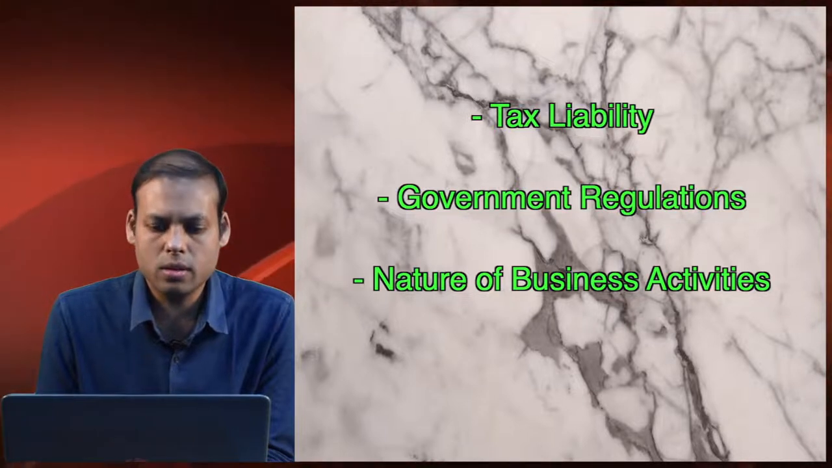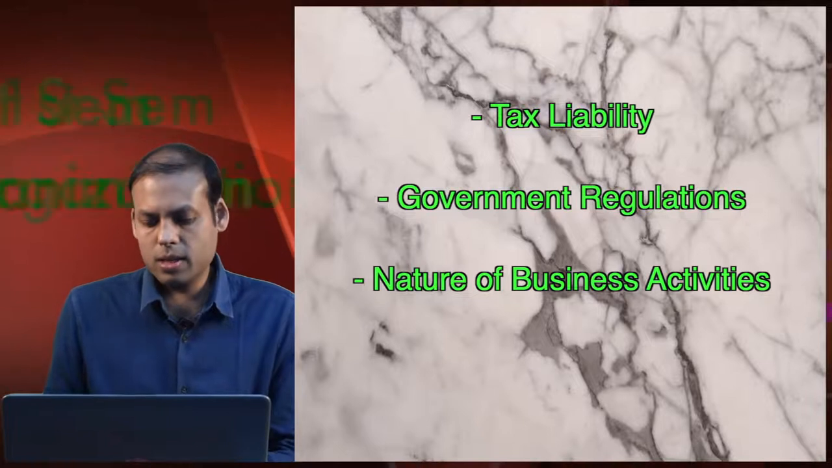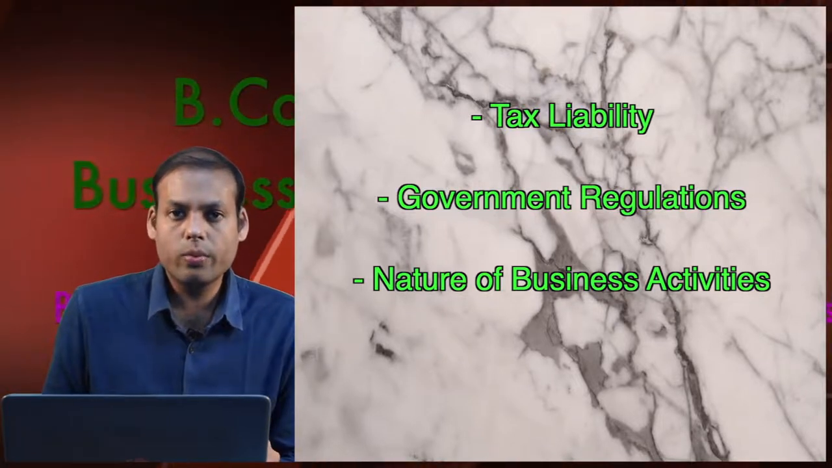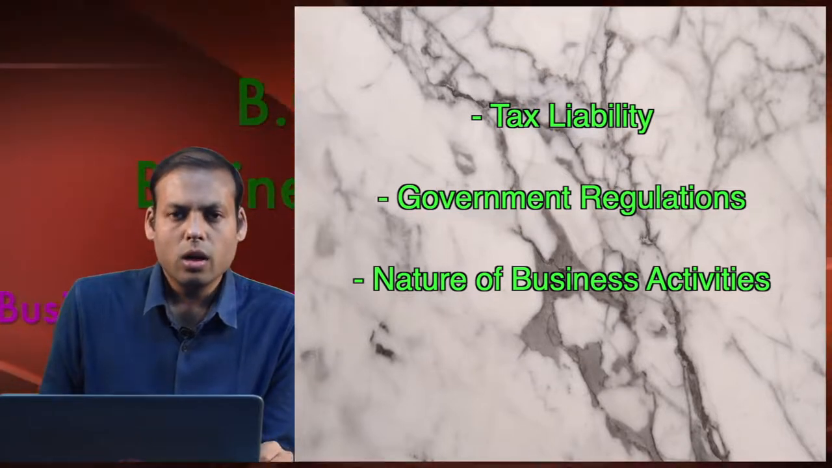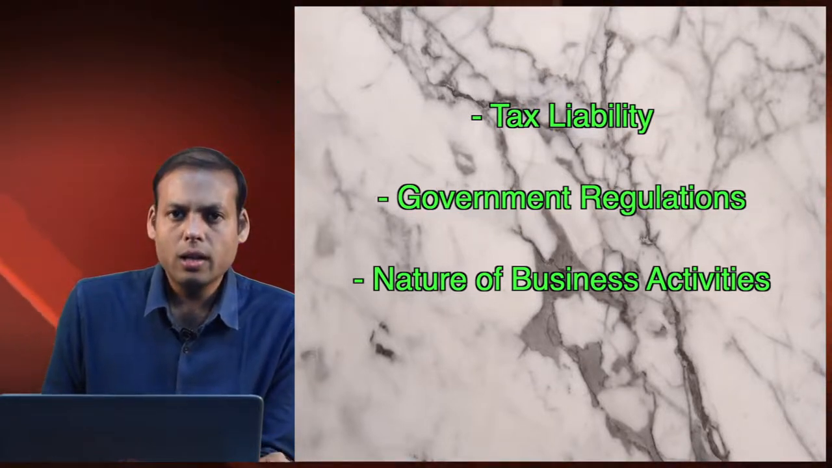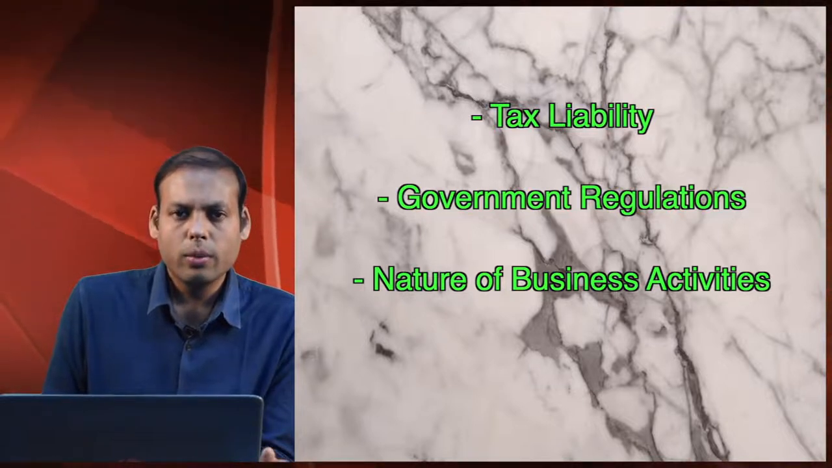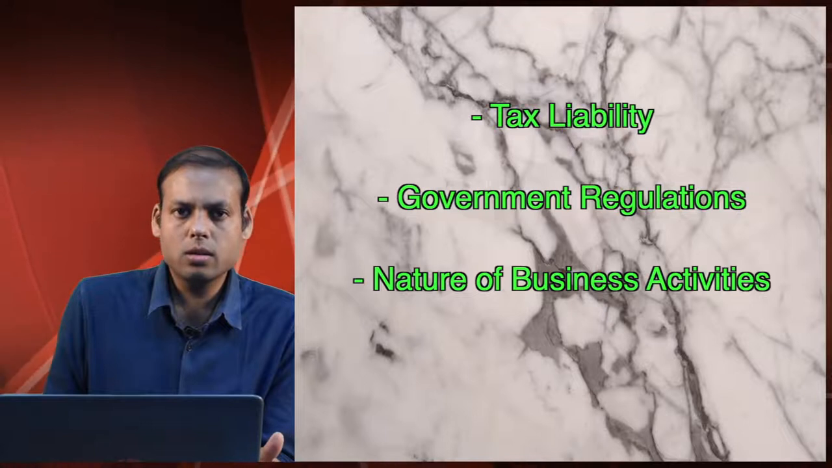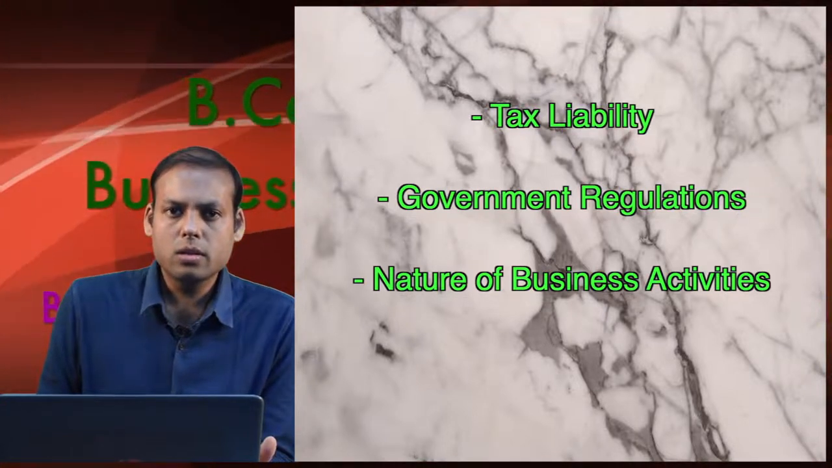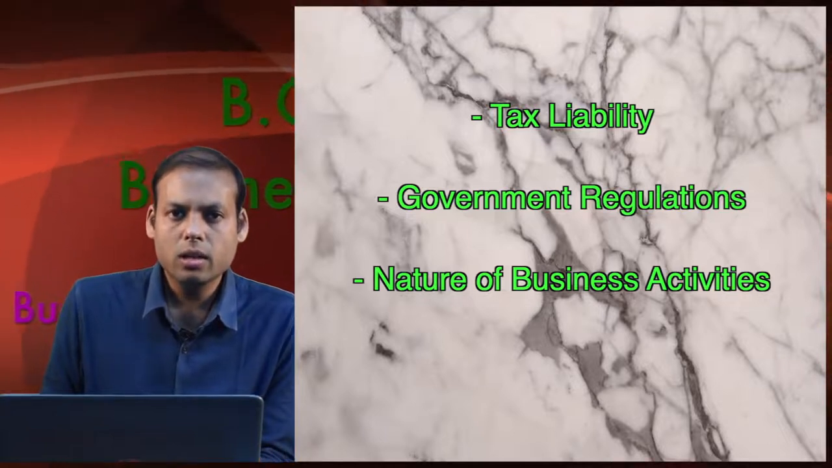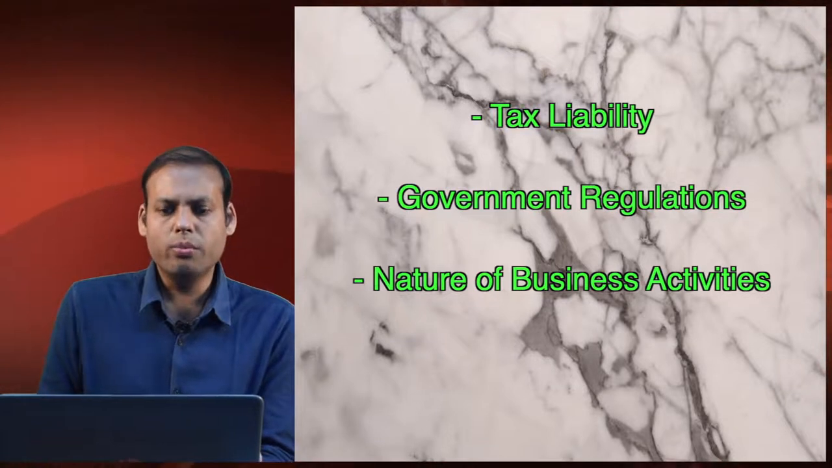Nature of business activities. Now, the nature of business activities also influences the choice of a business organization. If the scale of operation is very small or the market is local, then sole trade business and partnership form of business is suitable. But if the scale of operation is large and the market served is a national market or international market, then the company form of organization is suitable for that kind of business.